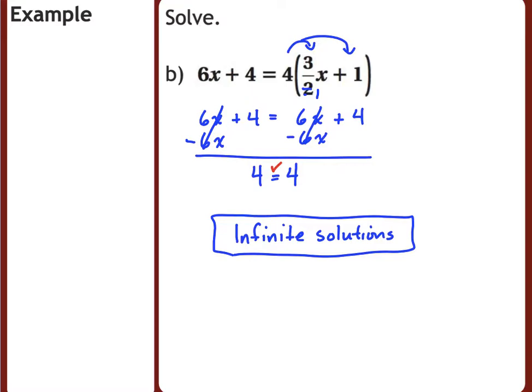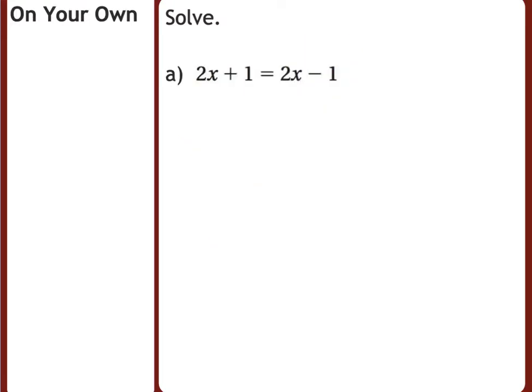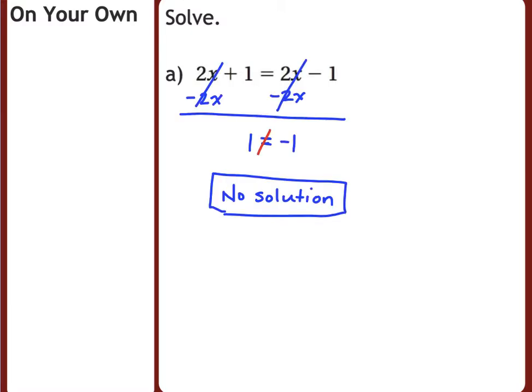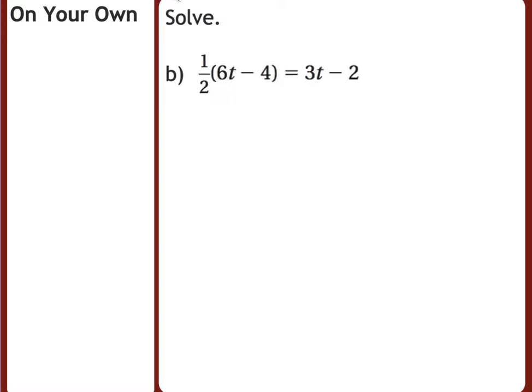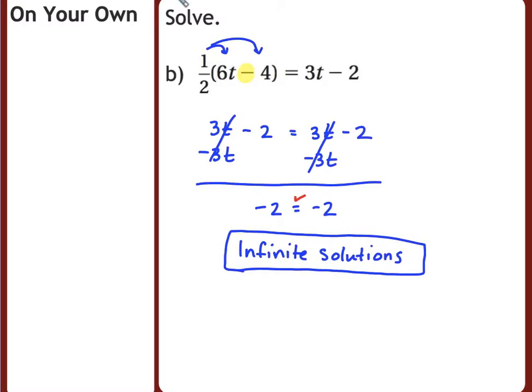All right, so here's some on your own. I've got 4 in total for you. So give that a try. Here's the first one, A. All right, so that would be no solution. 1 is never equal to -1. Let's try the next one. All right, after distributing that 1/2, you'll see that both sides have an expression of 3t minus 2. So that's going to tell us we have an infinite number of solutions. So infinite solutions for that one.